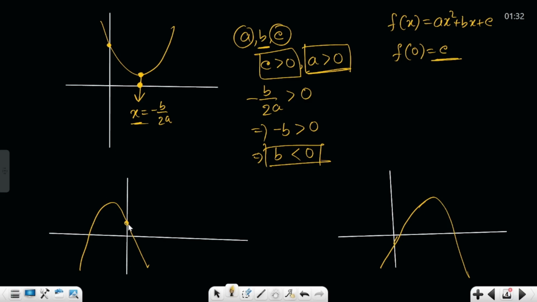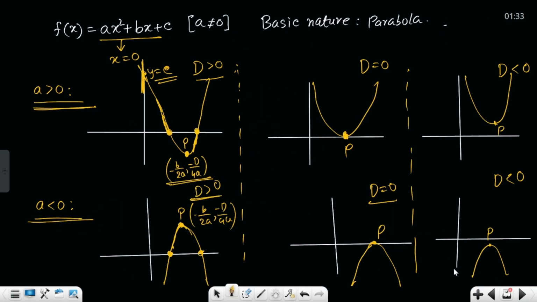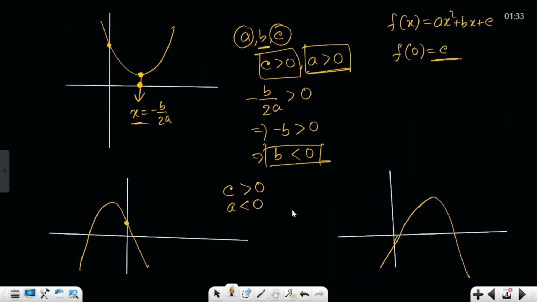Here you can see that the graph cuts the y-axis in the positive direction. So here we can say that c is greater than 0 as usual, right? First thing is clear. Next, we will do the sign determination of a. That is very easy because the parabola is facing downwards, so a will be less than 0, right? I discussed these graphs many times. So a is less than 0.